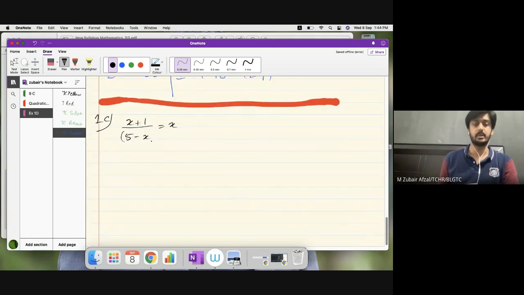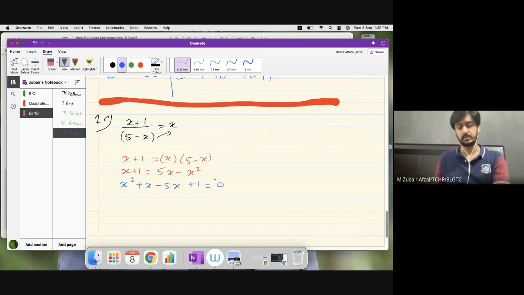We'll cross multiply it. When you cross multiply, you get x plus 1 equals x into 5 minus x. This is x plus 1 equals 5x minus x square. Rearrange them. I'm taking x square to the left hand side. x square plus x minus 5x plus 1 equals 0. Any mistake in this?